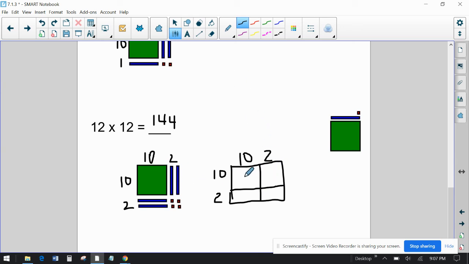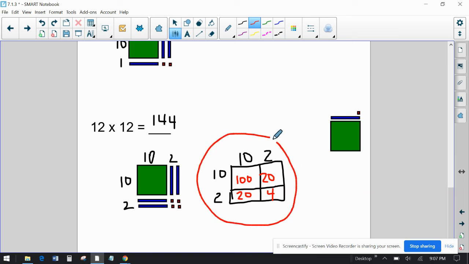And then you go like this. And instead of drawing the base 10 blocks, what you'll do is you just do the 10 times 10 is 100. 10 times 2 is 20. So I'll make 20 here. Sorry, my dogs are attacking me right now. 10 times 2 again, because this 10 and this 2 go in this section. And then we have 2 times 2 is 4. And 144. So this is the area model that you guys will be learning a little bit later.